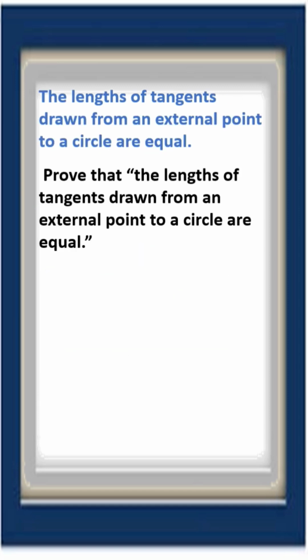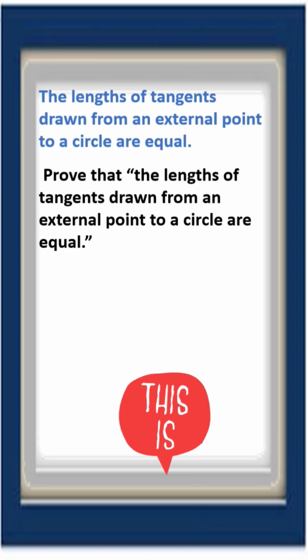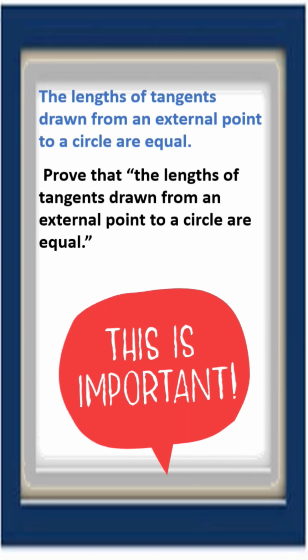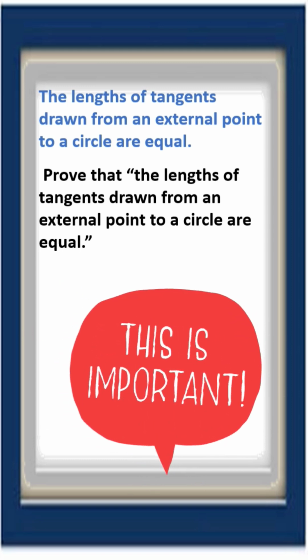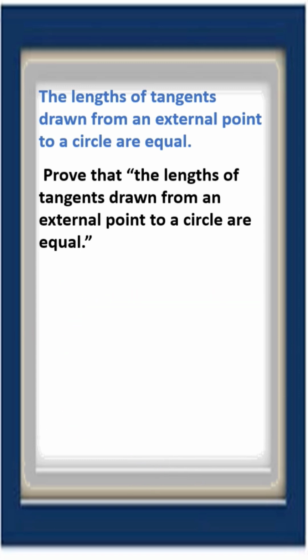So now we have seen that the lengths of the tangents drawn from an external point to a circle are equal. This is an important theorem in the chapter circles. This question is frequently asked in the exam. In almost every exam, this question has been asked. The question is, prove that the lengths of the tangents drawn from an external point to a circle are equal.